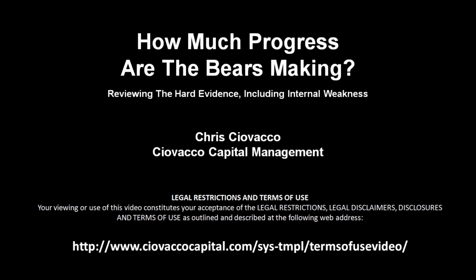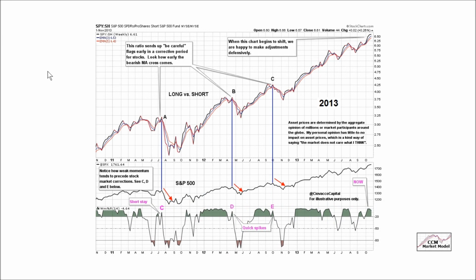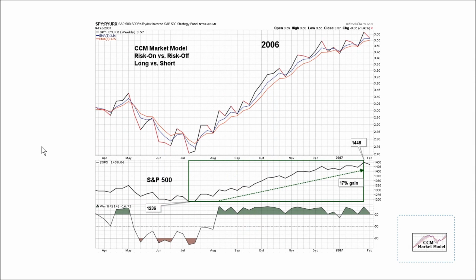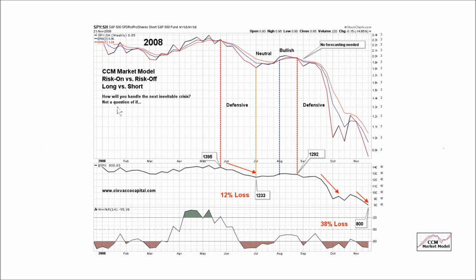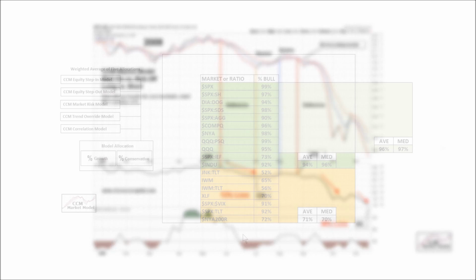In this week's video, by reviewing hard and unbiased evidence, we'll answer the question, how much progress are the bears making? We'll take one of the most useful and easy to understand ratios used in the CCM market model to compare the present day to a bullish period in 2006 and a bearish period in 2008.